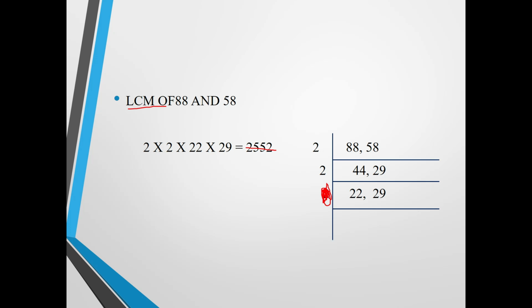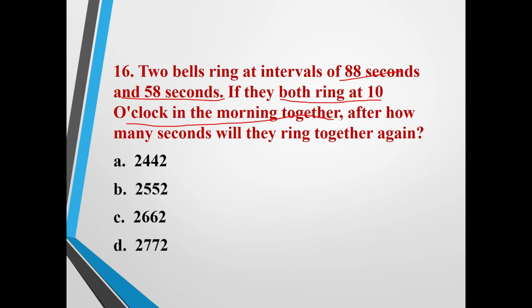So here we have to take the LCM of 88 and 58. So LCM is the least common multiple of 88 and 58. So this is how we are calculating the LCM, and LCM is 2 into 22 into 29. We will get the answer as 2552. So the answer is 2552.